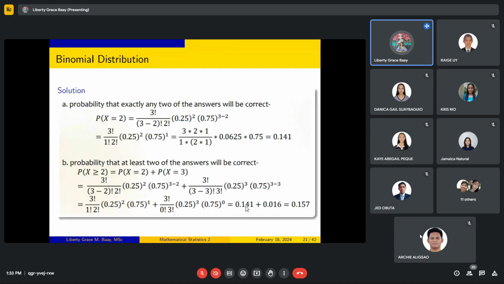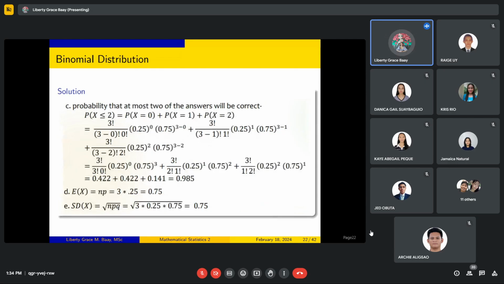So that is 0.141 plus 0.016, which is equal to 0.157. So the probability that at least two of the answers will be correct is 15.7%.